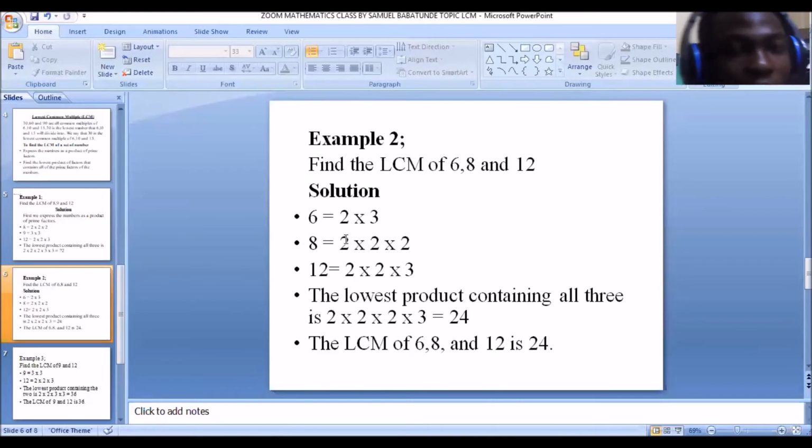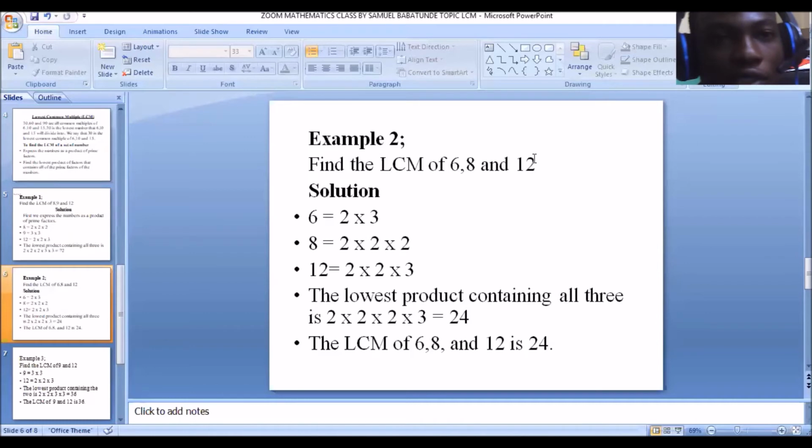You move to the next number, which is 8. Now 8 is divisible by 2. 2 into 8 will give us 4. Now you check again, can this 2 go into 4? Yes. You put the 2 again. 2 into 4 will give us 2. You check again, can this 2 go into the 2? Yes, once. Now you have your 2. So 8 is expressed as 2 times 2 times 2. That's 2 times 2, 4, times 2 will give us 8.